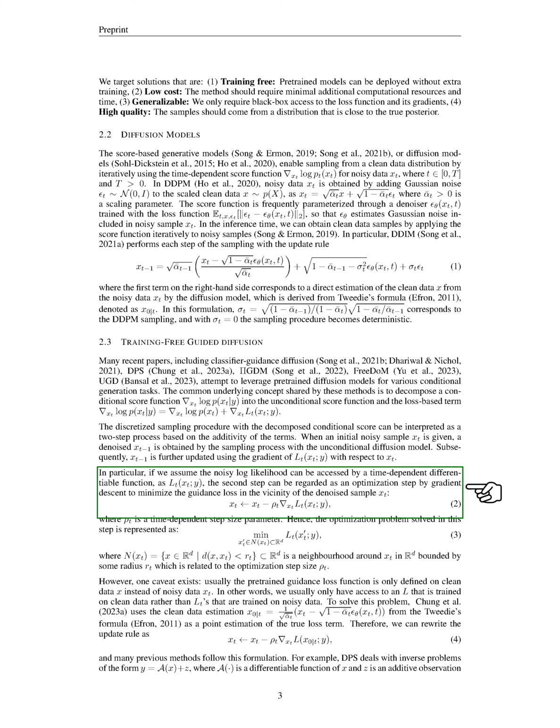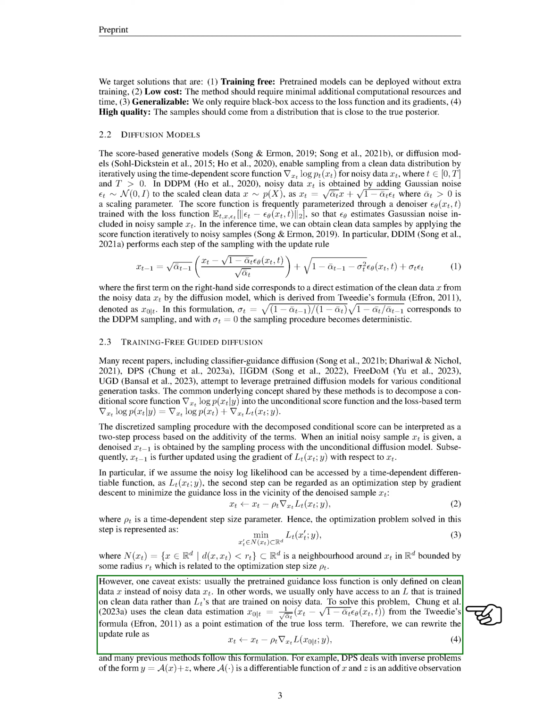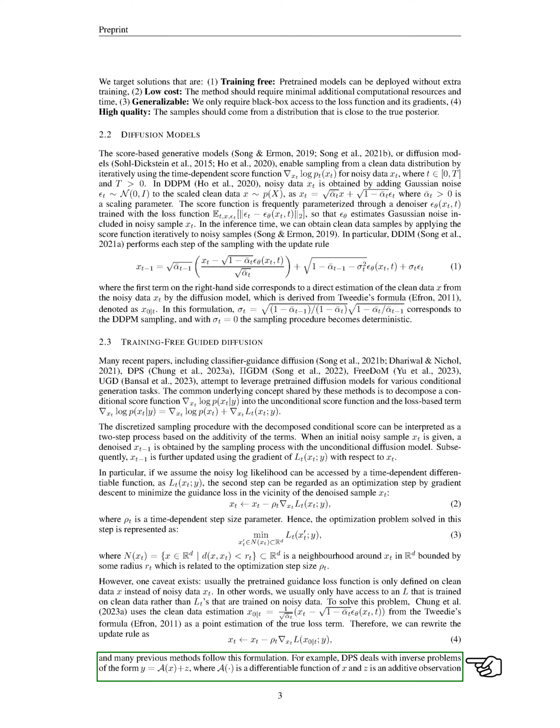If we assume that the noisy log likelihood can be accessed by a time-dependent differentiable function, the second step can be seen as an optimization step. We're essentially trying to minimize the guidance loss near the cleaned-up sample. However, there's a catch. The pre-trained guidance loss function is usually only defined on clean data, not on noisy data. To get around this, we use the clean data estimation from Tweedie's formula as a point estimation of the true loss term. Many previous methods follow this formulation.